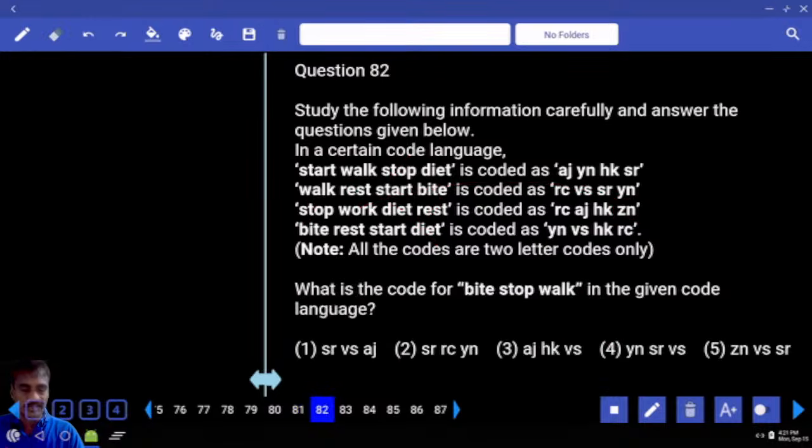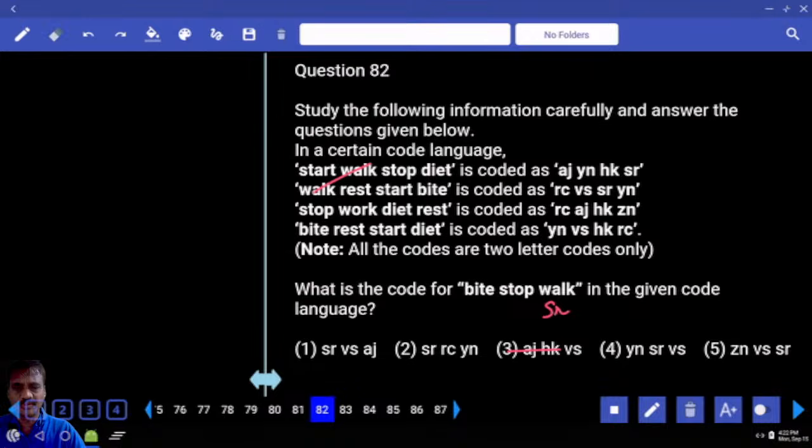Then 82. Now in this 82, tell me, bite, stop, work. Bite, stop, walk. And walk is common between these two. As walk is common here, which code is common? Yes, sir. And the code for walk is what? Yes, sir. Definitely yes, sir must be there in your answer. No?